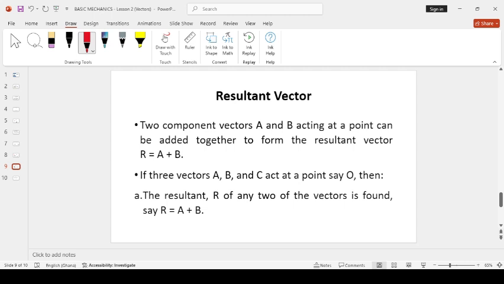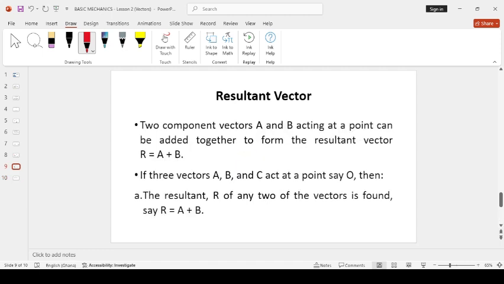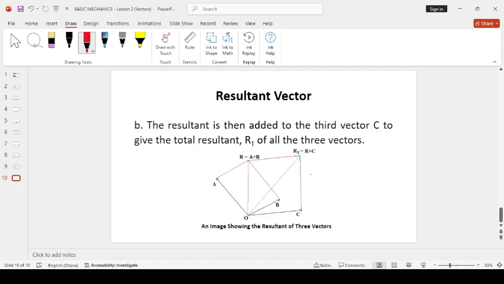But if we have three vectors, then if three vectors A, B, and C act at a point, say O, then the resultant R of any two of the vectors is found. Say R is equal to A plus B. Then the resultant is added to the third vector C to give the total resultant RT of all three forces.